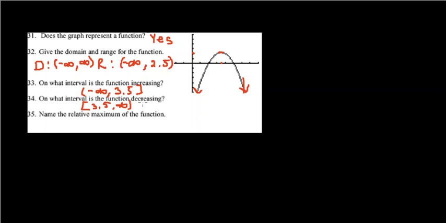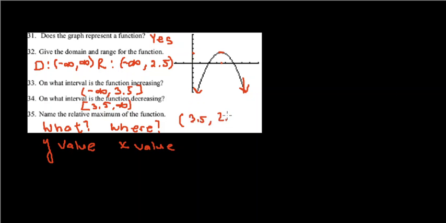Name the relative maximum of the function. So it's saying what is the relative maximum. So you need to report the y value. Even though it's not the case here, I'm just saying in general, if it says where, that means it's asking for the x value. So in this case, it's asking for what the y value is. Name the relative maximum of the function. I'll write it in terms of coordinate notation, so 3.5 comma 2.5. And so what is the maximum value? Maximum value is 2.5.